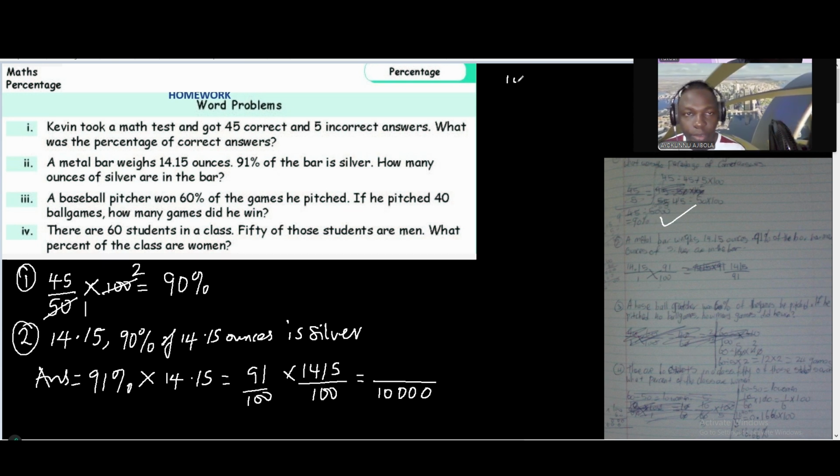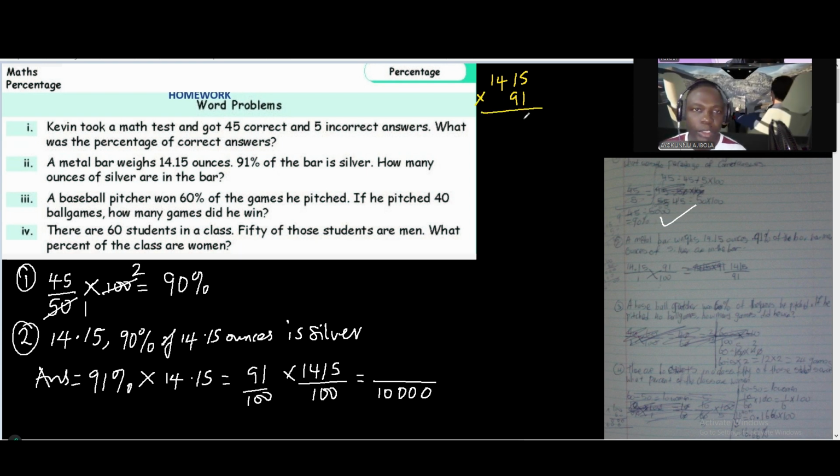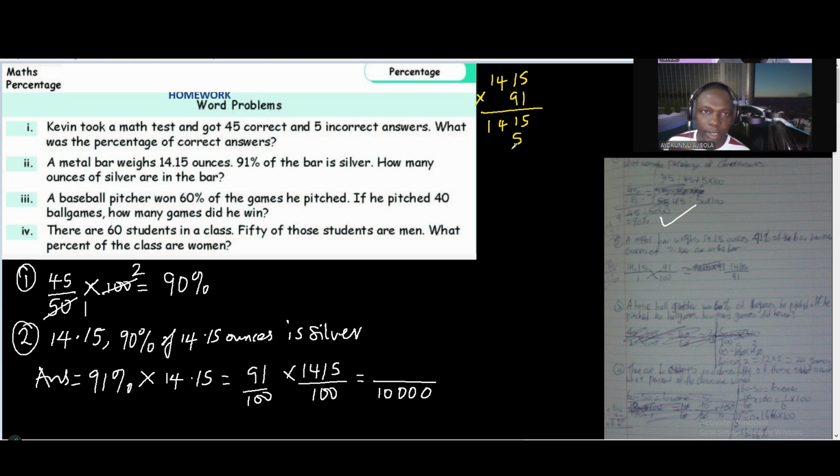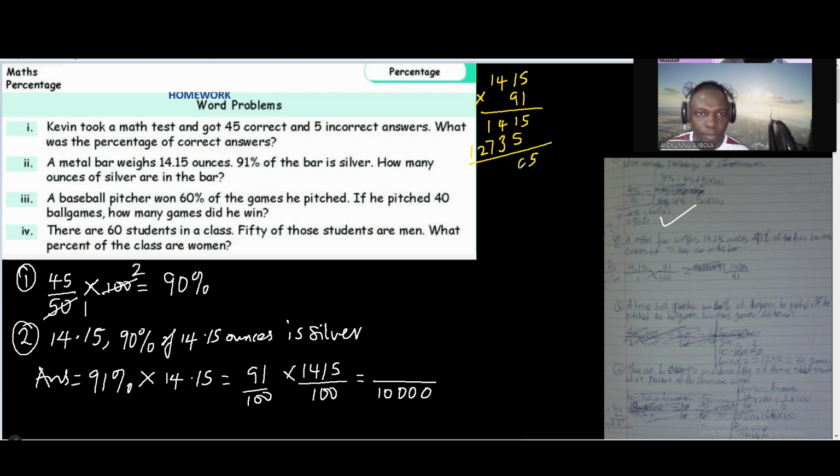So what is 1415 times 91? Let's quickly do that. 1 times all the numbers gives me all the numbers. And 9 times 5 is 45. Then 9 times 1 is 9. 9 plus 4 is 13. You keep 1 again. 9 times 4 is 36. 36 plus 1 is 37. You keep 3. And 9 times 1 is 9. 9 plus 3 is 12. So we have 128,765, okay?